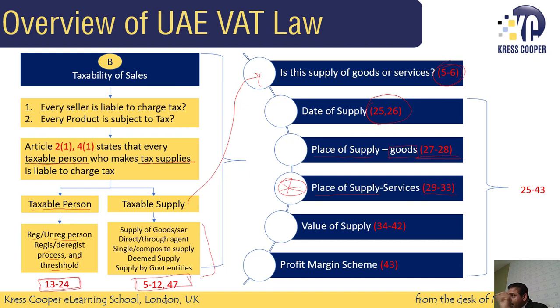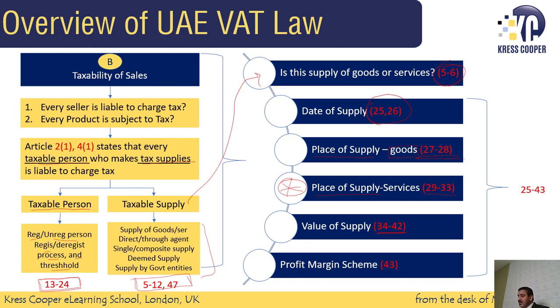We will focus a lot on this. Stay with us. The next is, what should be the value of the supply? What the supply is being made, what should be the value of the supply? On which supply, on which value the seller needs to charge tax. So Article 33 to Article 44 will guide us on what should be the value of the supply.